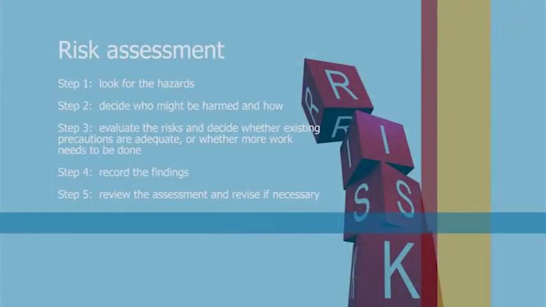The Health and Safety Executive states that a risk assessment has 5 stages. Step 1. Look for the hazards. Step 2. Decide who might be harmed and how. Step 3. Evaluate the risks and decide whether existing precautions are adequate, or whether more work needs to be done. Step 4. Record the findings. Step 5. Review the assessment and revise if necessary.